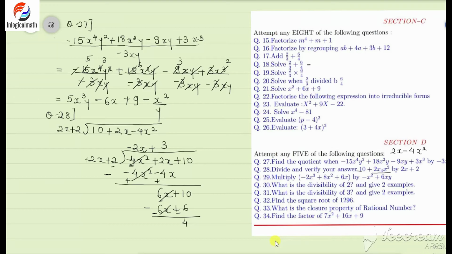Okay, so we know what is it? This is what? Dividend. Okay, this is what? Divisor. Okay, divisor. Okay, this is what? Dividend.